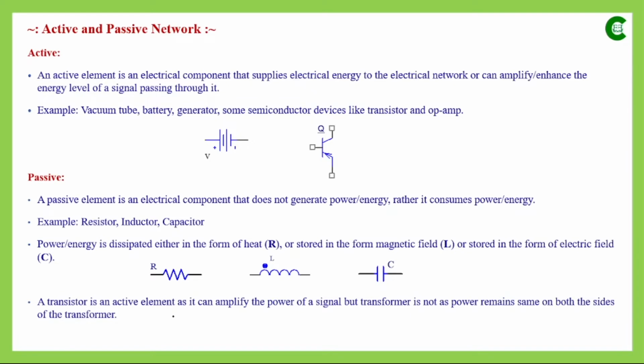A transistor is an example of an active element because it amplifies or enhances the power of the signal that passes through it. In the case of a transformer, on the other hand, the power on both the primary side and secondary side remains the same. So power is not absorbed in a transformer. So a transformer itself is a good example of a passive element.